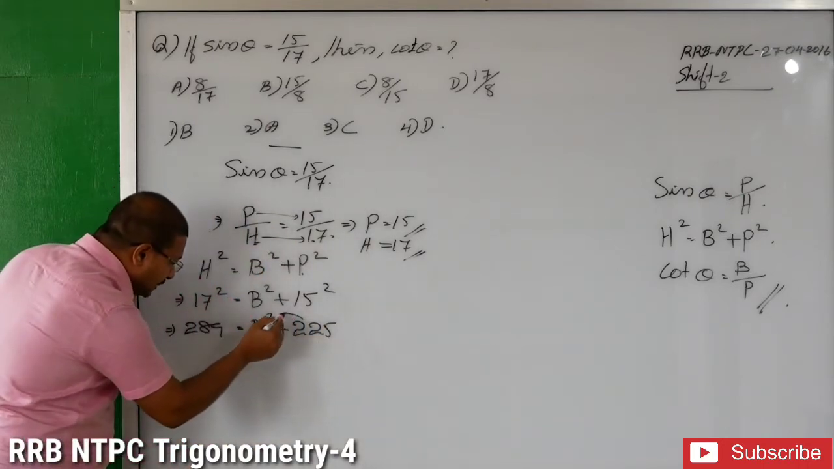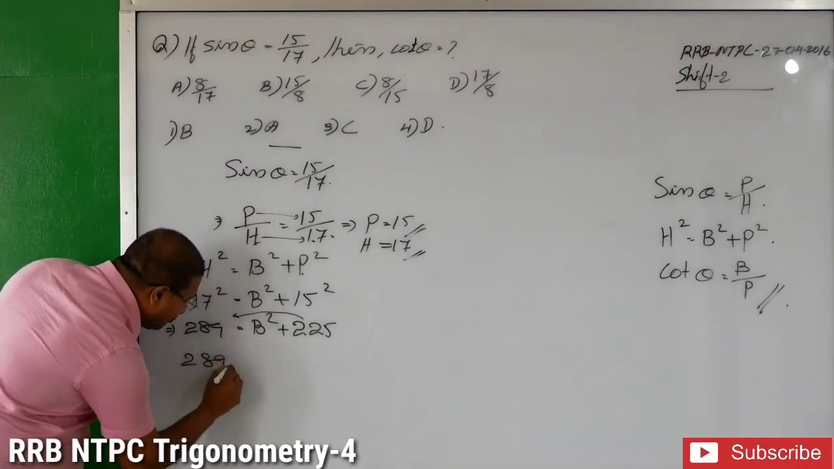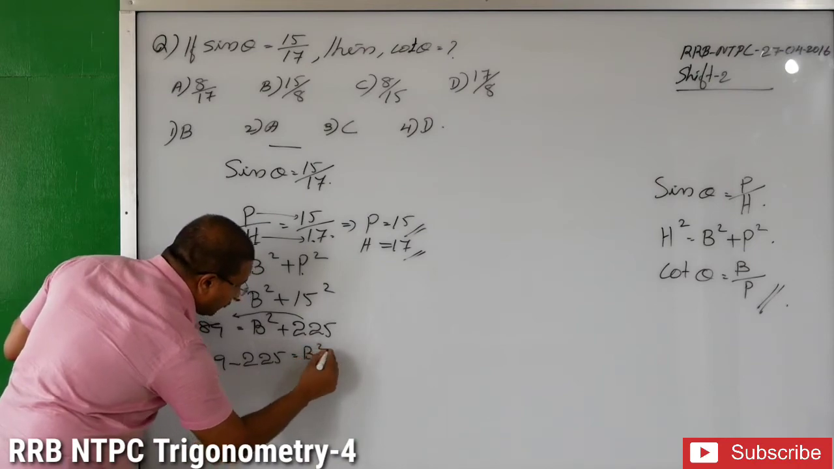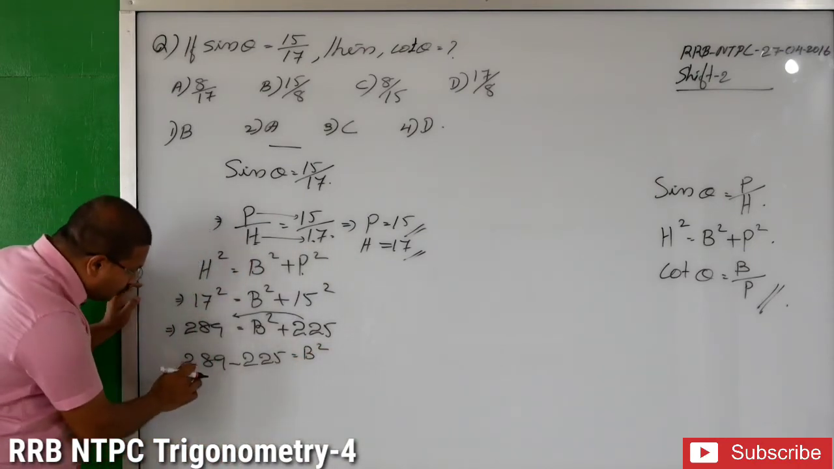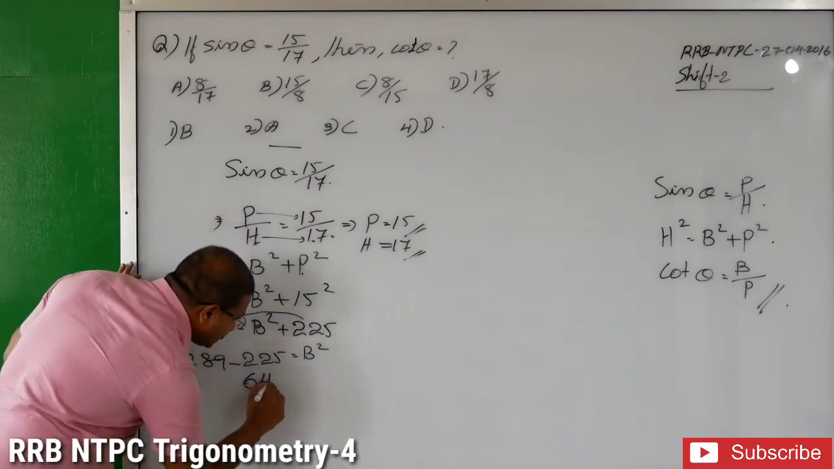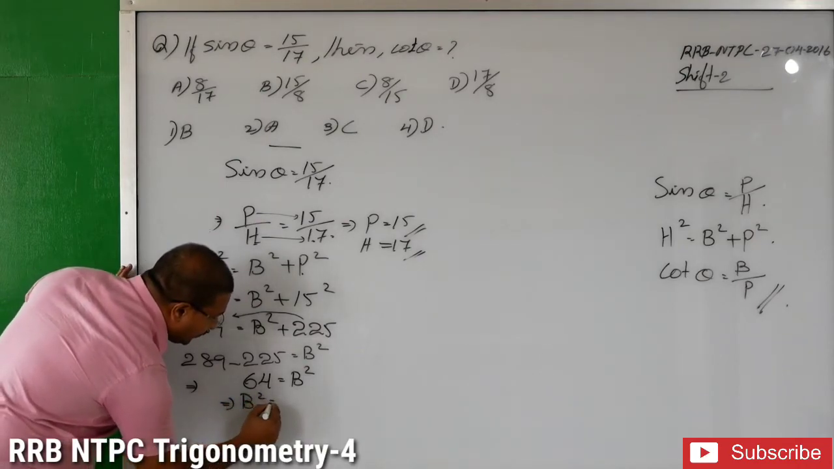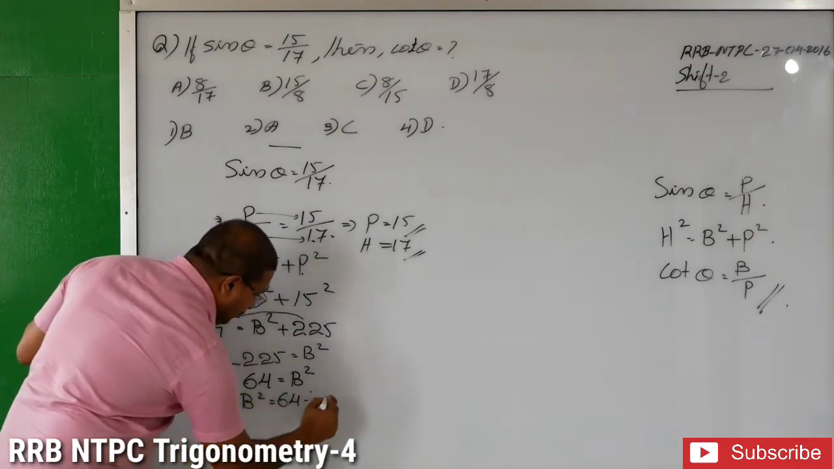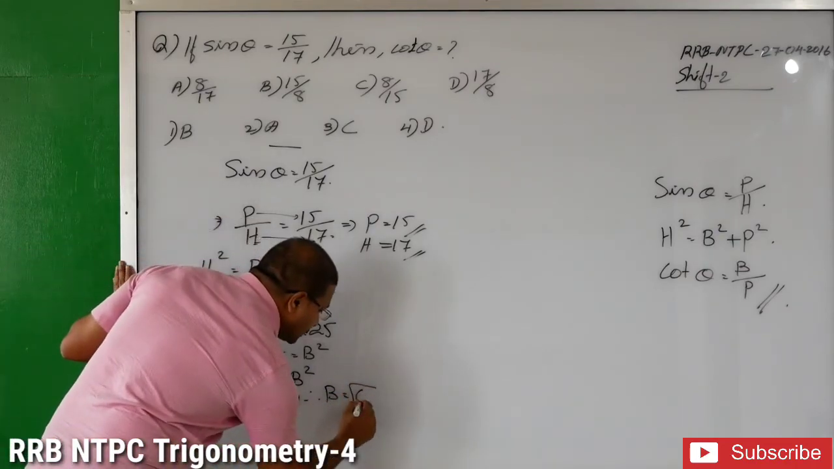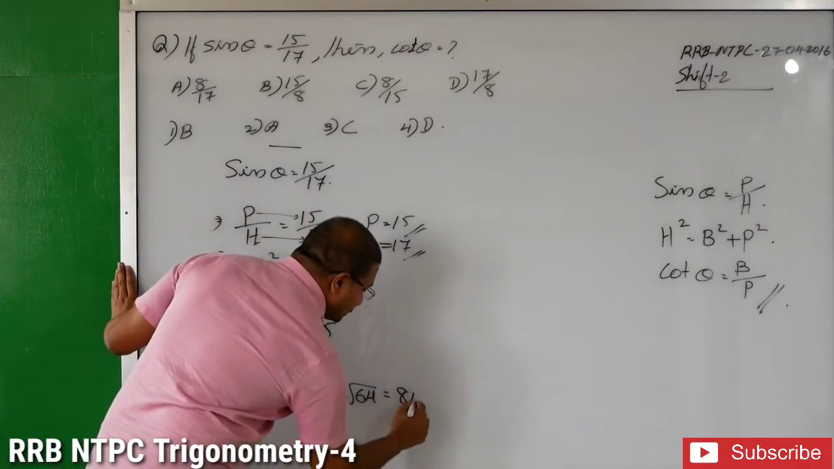Ready? Next step, 225 will go to the next side. That means 289 minus 225 equals base square. Now 289 minus 225, we will get 64. 64 equals base square. That implies base square equals 64. Otherwise, base equals, square goes to the next side, root, isn't it? Root 64 equals 8. 8 8s are 64.